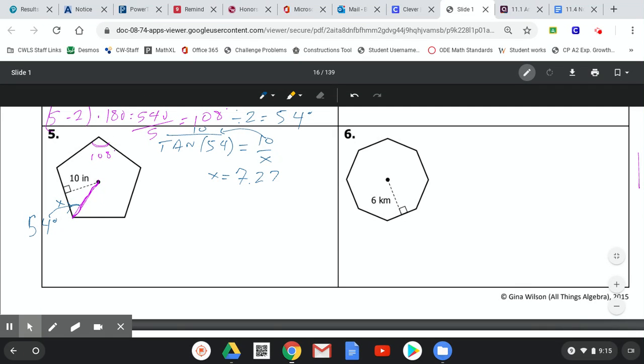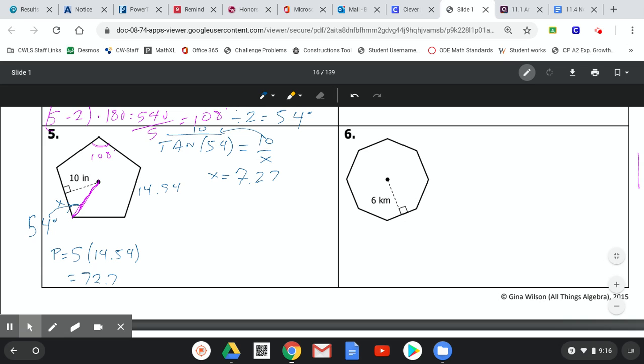So like I said, please, that is not the side length. The side length is double that. So the side length is 14.54. Okay, so I did 7.27 times 2 to get the whole length. So from there, we have to find what the perimeter is. So the perimeter is just going to be how many sides we have? 5 times 14.54. When we do that, we get 72.7.